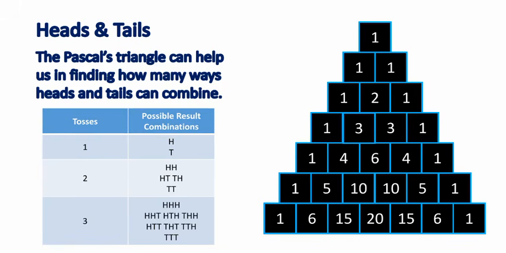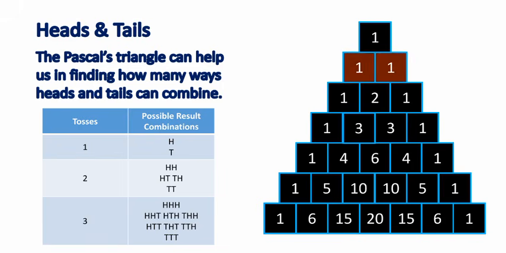If we toss that coin thrice, then the number of ways of getting 3 heads is 1. The number of ways of getting 2 heads and 1 tail is 3. The number of ways of getting 1 head and 2 tails is again 3. And the number of ways of getting 3 tails is 1.